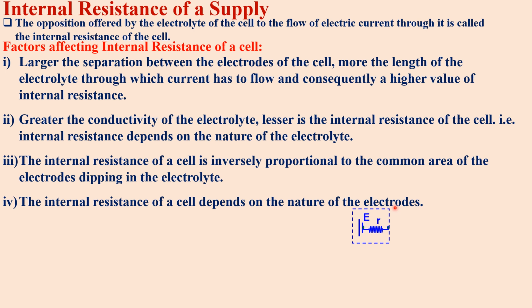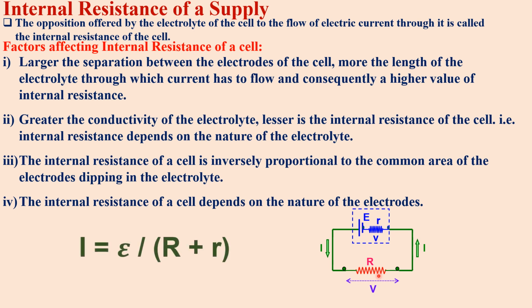In this circuit, this small r represents the internal resistance of the EMF source, and this capital R represents the resistance of a wire. Current I flows through this circuit, and it can be written as I equals E divided by R plus r.